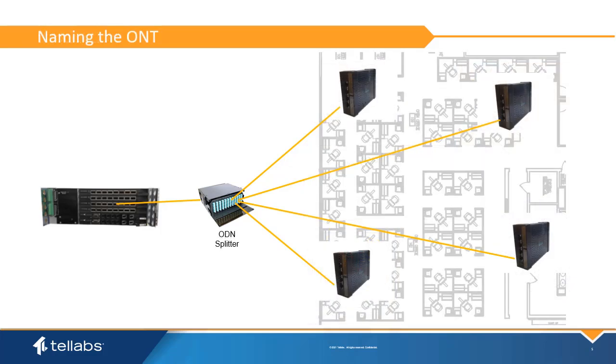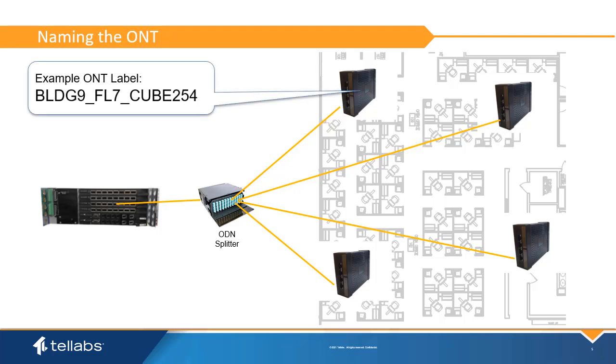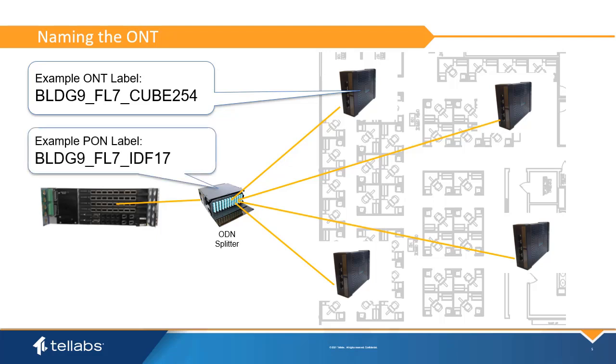Begin the process by creating a naming convention for the ONTs and PON ports in the optical LAN system. The names of ONTs should indicate their physical location, such as building, floor, and room or cube number. PON ports are best identified by the location of the splitter on the port.